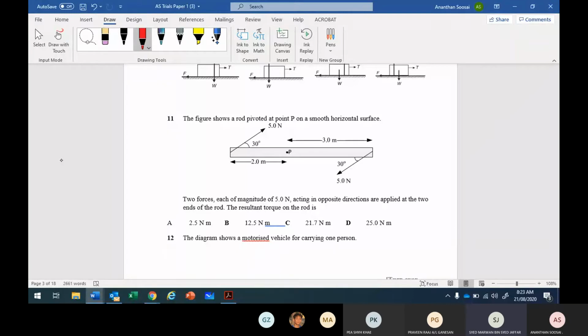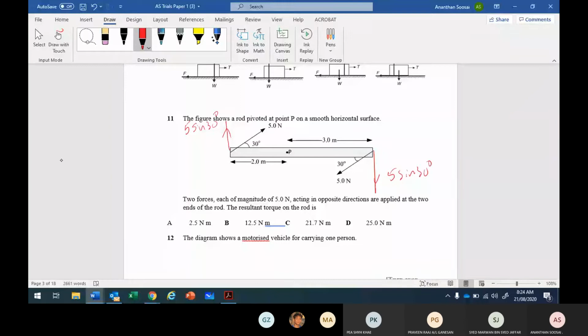Choice is yours. You can make them. You make the force perpendicular to the pivot. Then this force will be 5 sine 30. This also will be 5 sine 30.